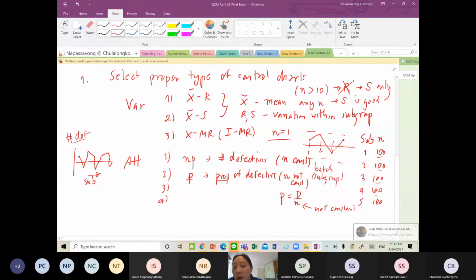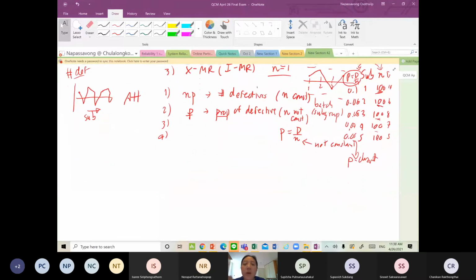Suppose in this case n is constant, right? If we have defective like 10, 6, 8, 7, 5, when we use P charts, that means we'll calculate D over n, right? The proportion of defective. So this will be 0.1, 0.2, 0.06, 0.08. And do you think it's okay that we plot the P chart when we have the case of equal sample size? Yes, okay, it makes sense also, right?